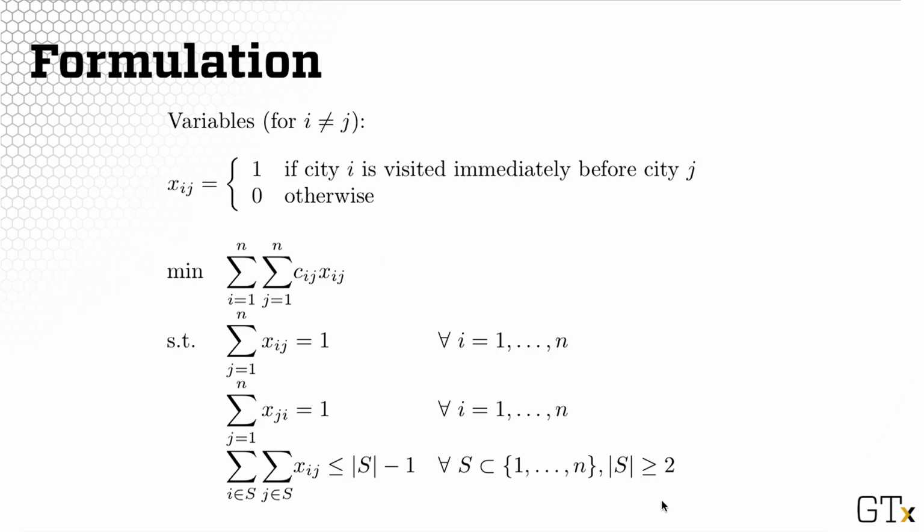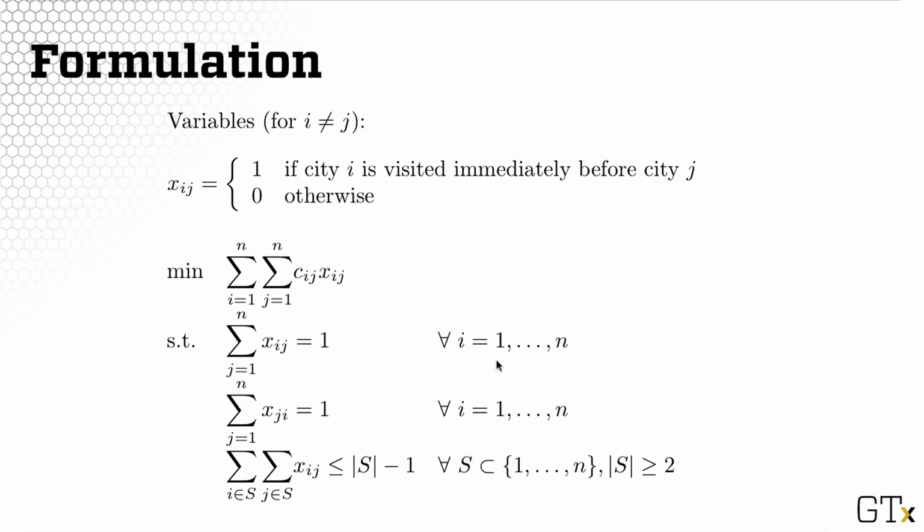Let's formulate this problem as an integer program. First, we introduce variables x_ij, where x_ij is 1 if city i is visited immediately before city j in my tour. These variables are only defined for i not equal to j. What is our goal? We'd like to minimize the length of the tour. Remember that c_ij is the length of going from i to j, so c_ij times x_ij is the cost of going from i to j, and we sum it up over all the pairs of cities to get the total cost.